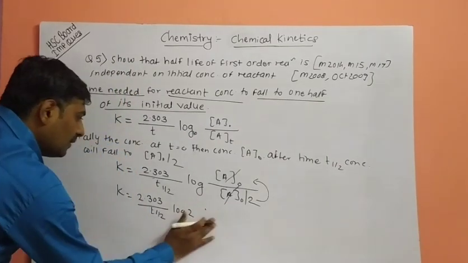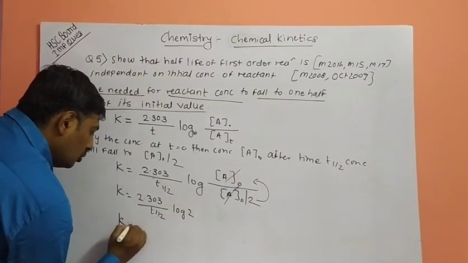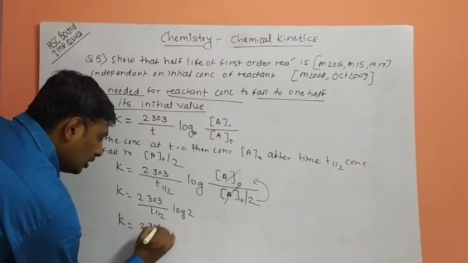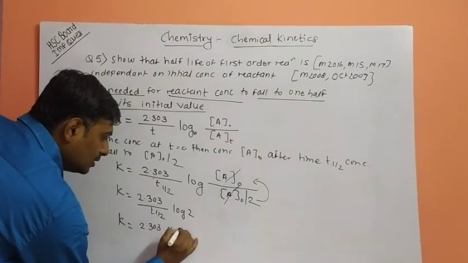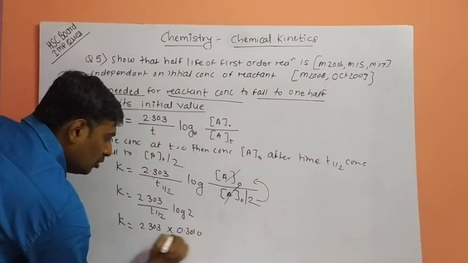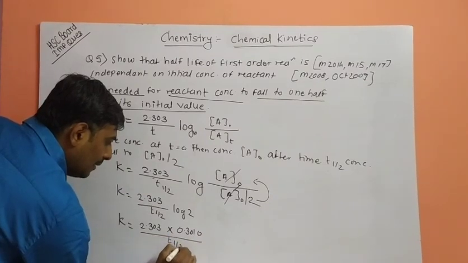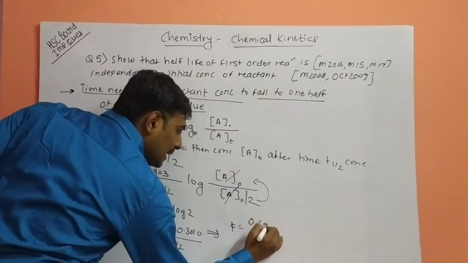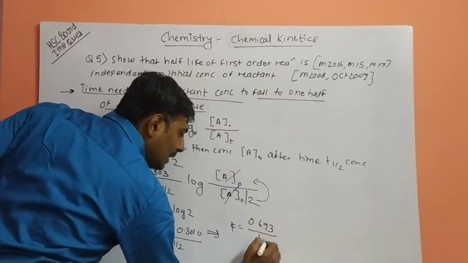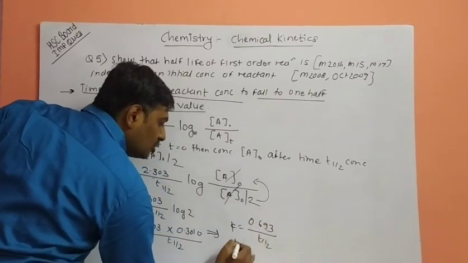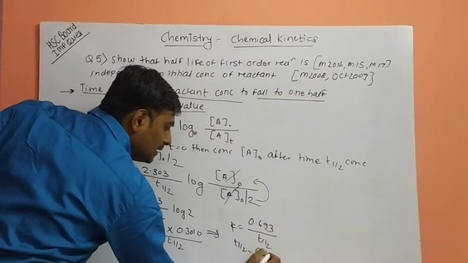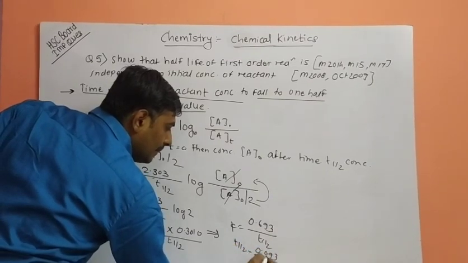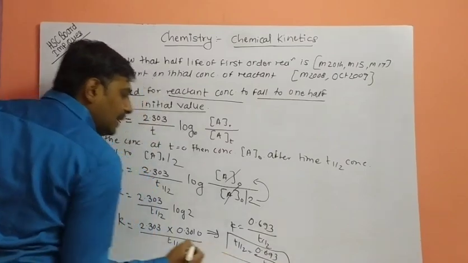If you are substituting this value, K is equals to 2.303 multiplied by 0.3010 upon T1/2. So what will we get? K is equals to 0.693 divided by T1/2, or T1/2 is equals to 0.693 divided by K.